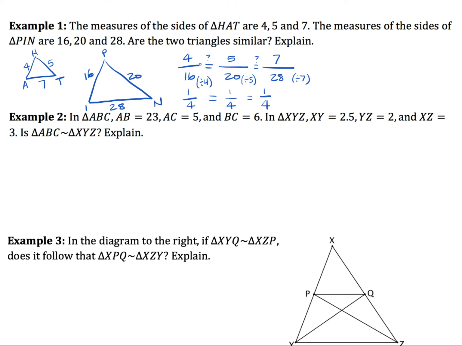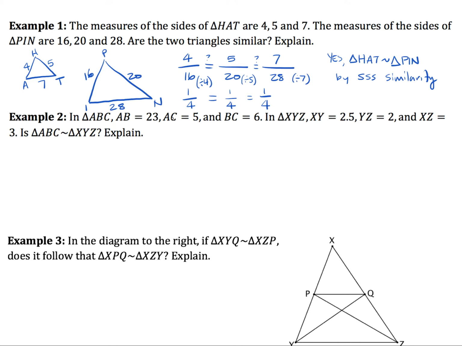When I set up the ratios of the corresponding sides, they all reduce down to the same ratio of 1 over 4. So we would say yes, triangle HAT is similar to triangle PIN by side, side, side similarity. And so there's an application of side, side, side similarity that worked. Let's take a look at example 2.